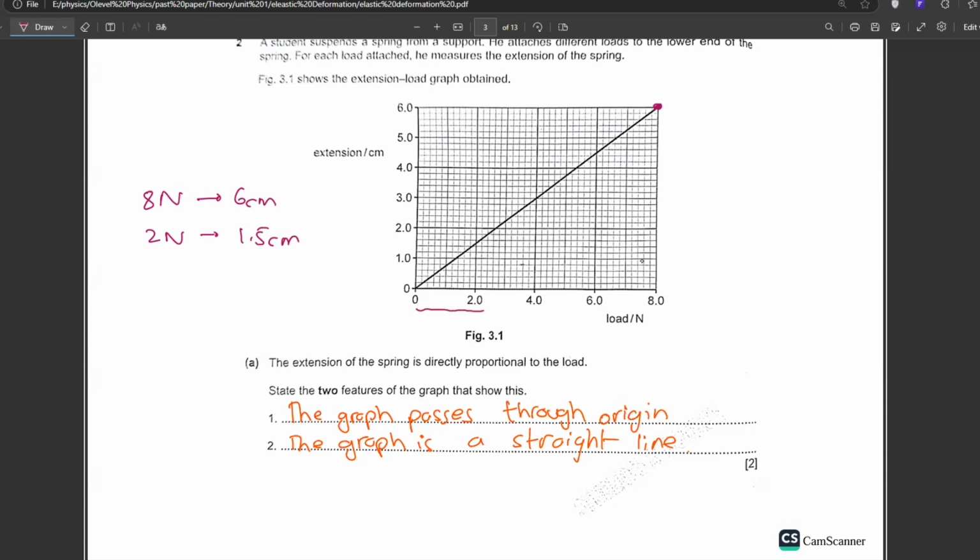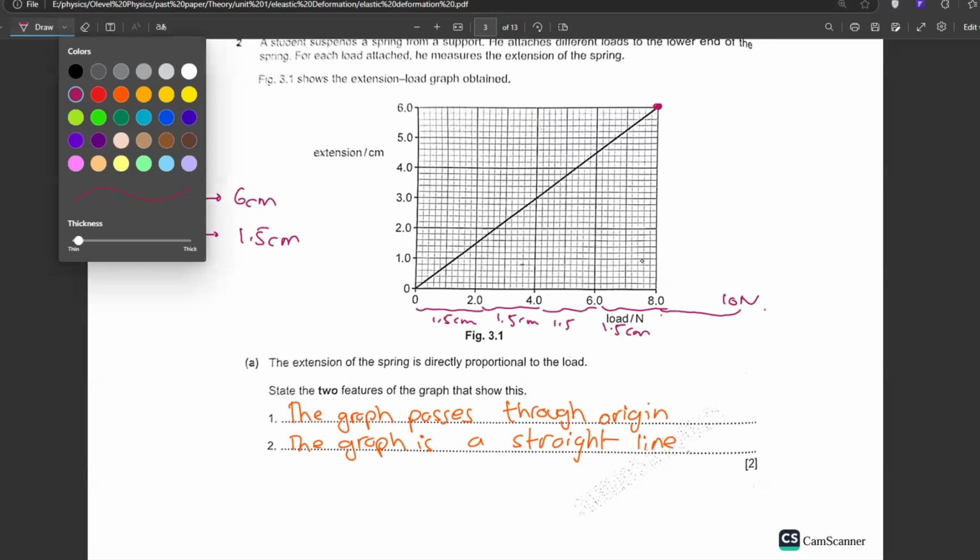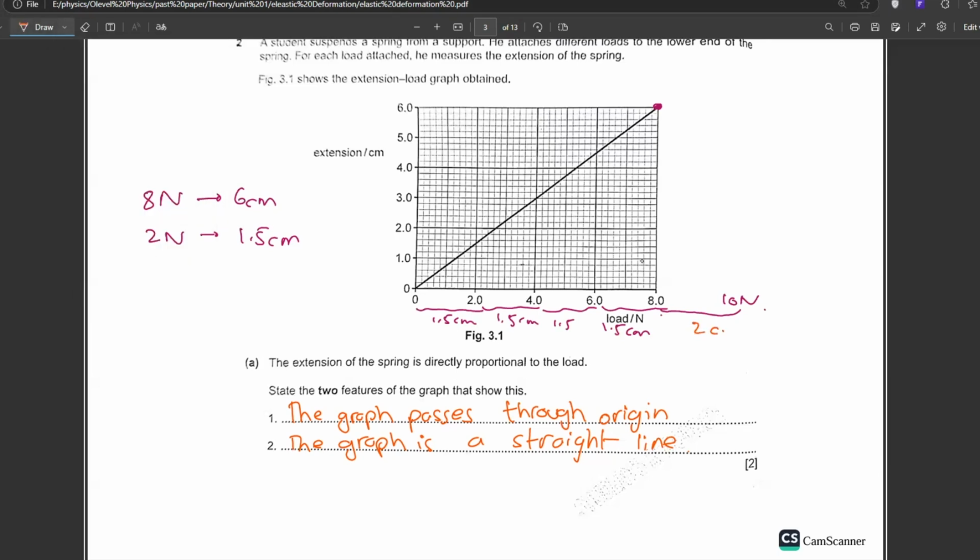If you increase the load by 2 newton, your extension increases by 1.5. Same here, same here, same here. But after the limit of proportionality, if you increase the load by 2 newtons, let's say you go from 8 to 10, your extension will increase by a value greater than 1.5 centimeters. Let's say it will increase by 2 centimeters maybe. Why? Because after the limit of proportionality, the spring becomes easier to stretch.